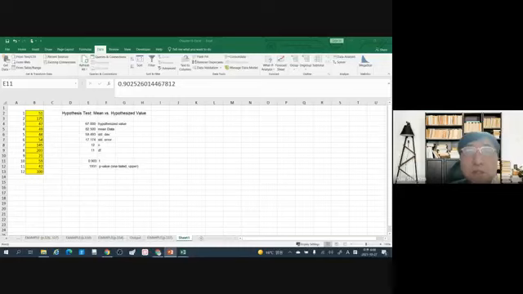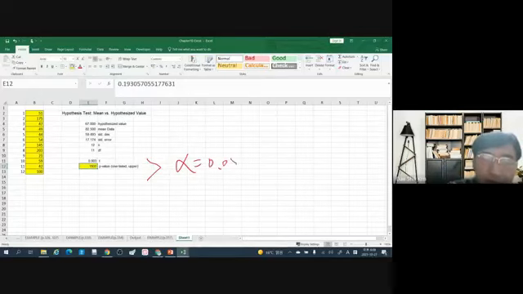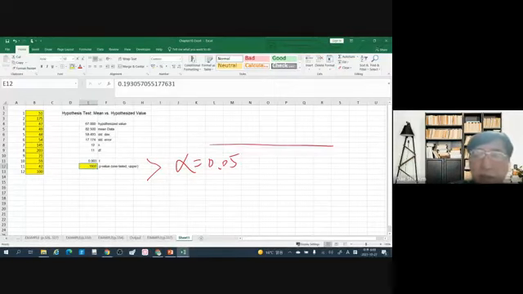We have calculated the t-value, 0.902. The 903 is a truncation. The p-value is automatically calculated, which is much easier for us to conclude. This p-value is greater than alpha. Alpha was 0.05. The p-value is greater than alpha.